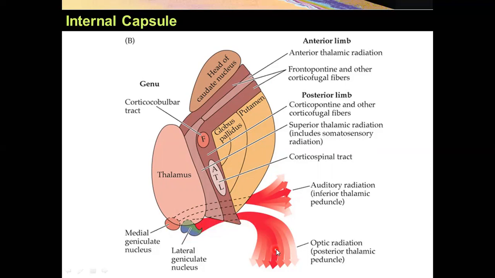Here is the optic radiation, also known as the posterior thalamic peduncle, which originates or arises from the lateral geniculate nucleus inside the lateral geniculate body. Now, the lateral geniculate nucleus is about vision, or visual reflexes. The medial geniculate nucleus is about hearing or audition.